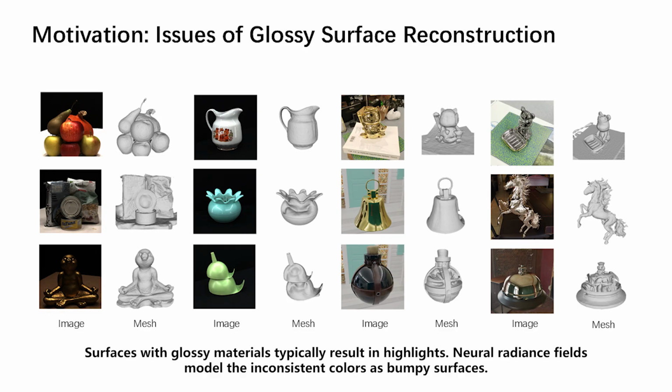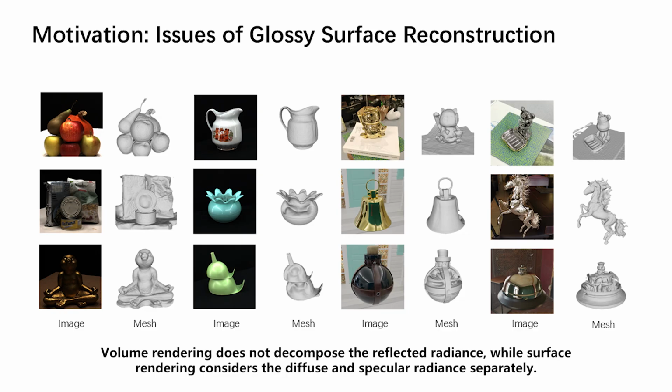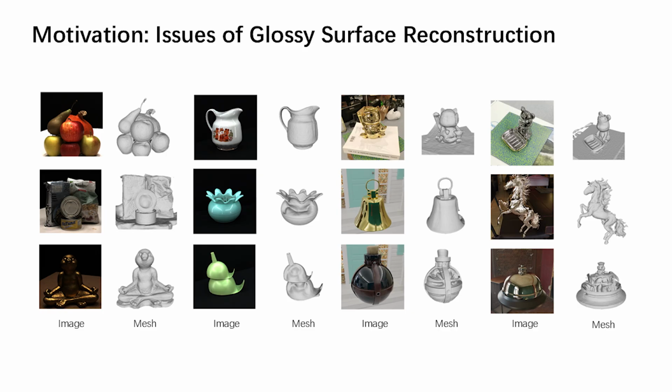Neural radiance fields model the inconsistent colors as bumpy surfaces. To better handle glossy surfaces, we jointly use surface and volume rendering. Volume rendering does not decompose the reflected radiance, while surface rendering considers the diffuse and specular radiance separately.